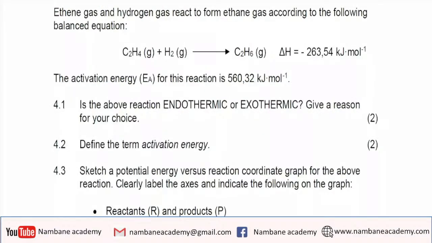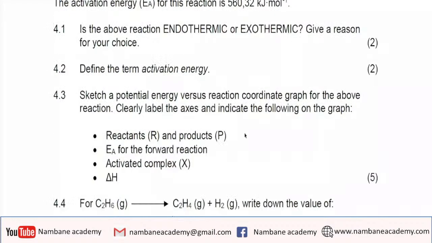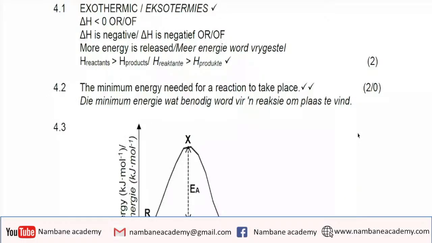And then we move to 4.2, which asks for a definition of activation energy. It stands like this: the minimum energy needed for a reaction to take place, for 2 marks or nothing at all. So the minimum energy needed or required for a reaction to take place, 2 marks.